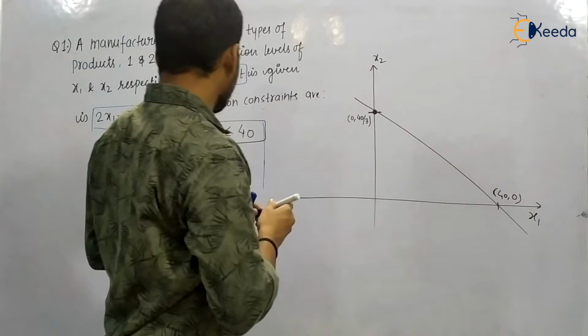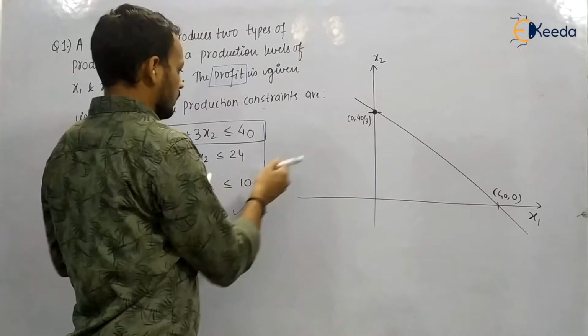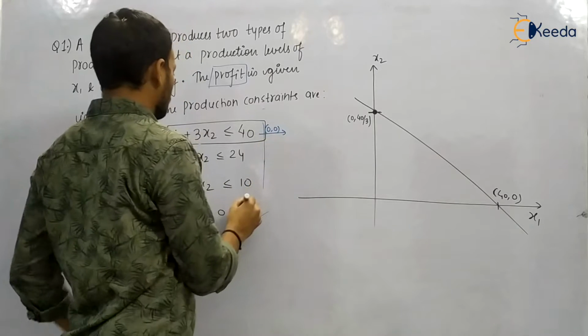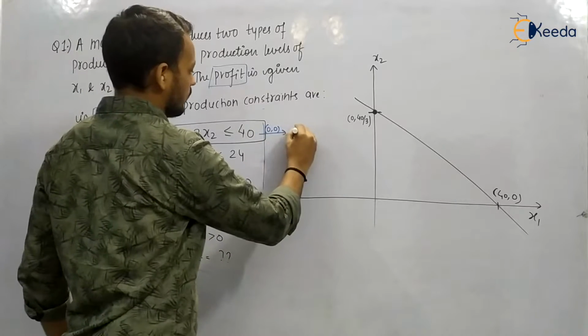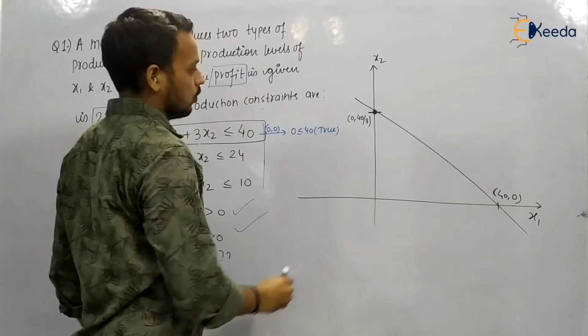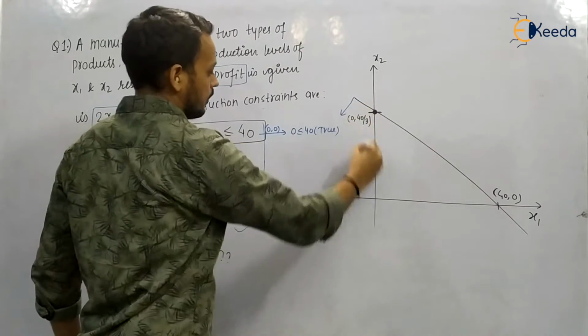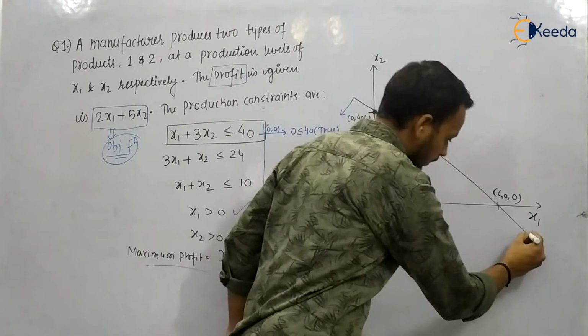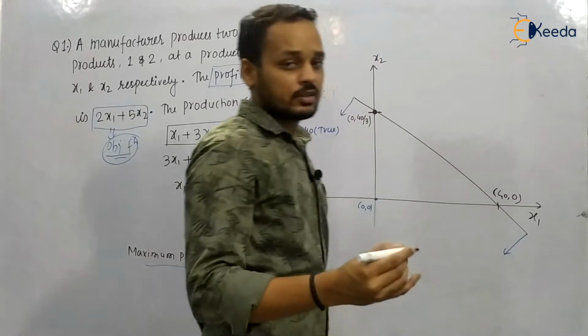Now you will put 0 comma 0 in this equation. It is basically 0 less than or equal to 40, so the condition is true. True means the graph is headed towards the origin. This is our origin. I have told you the steps: the graph will be headed towards the origin if the condition is true.